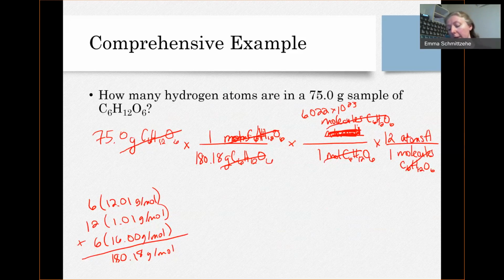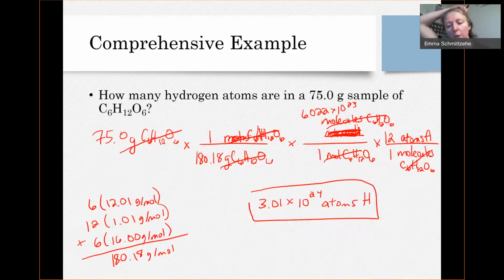Okay. So if I did that, I'd take 75, I'd divide by 180.18. It would multiply by 6.022 times 10 to the 23rd. And then I would multiply by 12. Okay. That would give me an answer of 3.01 times 10 to the 24th atoms of hydrogen. Okay. Hydrogen atoms. You can write it the other way around if you want. So that would be my answer.